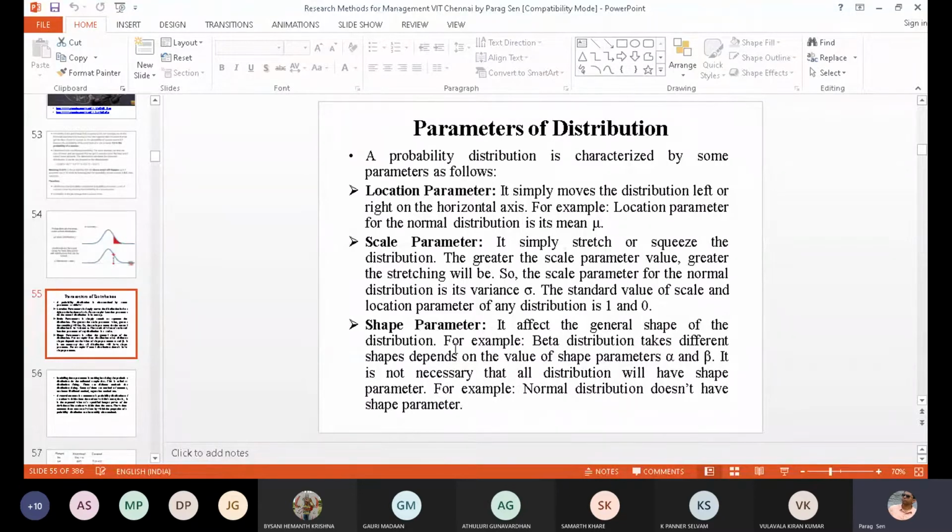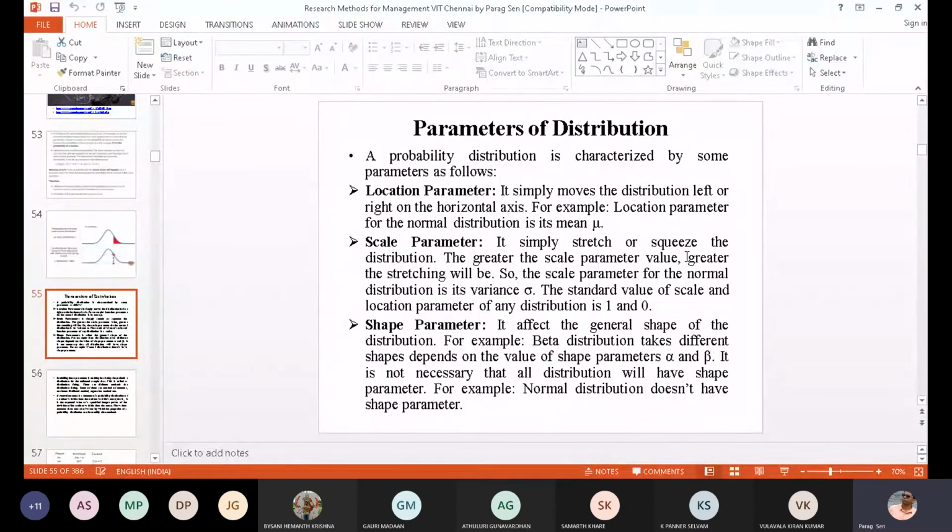Okay. What is scale parameter? It simply stretches or squeezes the distribution. The greater the scale parameter value, the greater the stretching will be. So the scale parameter for the normal distribution is its standard deviation, sigma. The standard value of scale and location parameter of any distribution is 1 and 0.